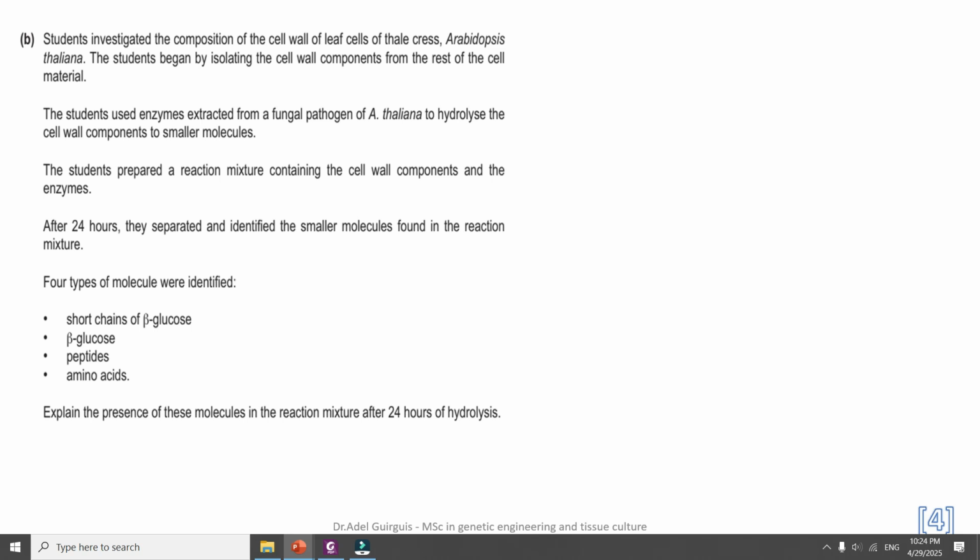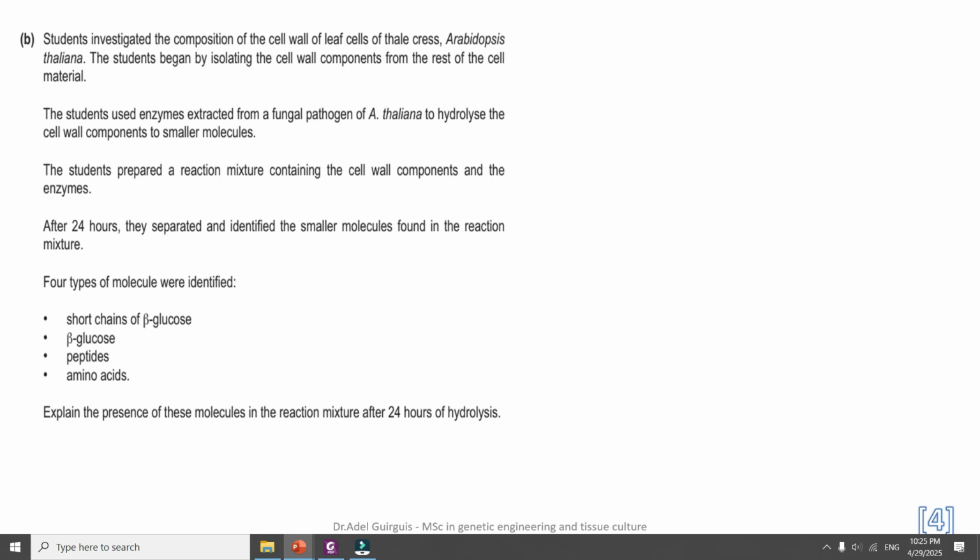The students began by isolating the cell wall components from the rest of the cell material. The students used enzymes extracted from a fungal pathogen of A. thaliana to hydrolyze the cell wall components to smaller molecules. The students prepared a reaction mixture containing the cell wall components and the enzymes. After 24 hours, they separated and identified the smaller molecules found in the reaction mixture. 4 types of molecules were identified.